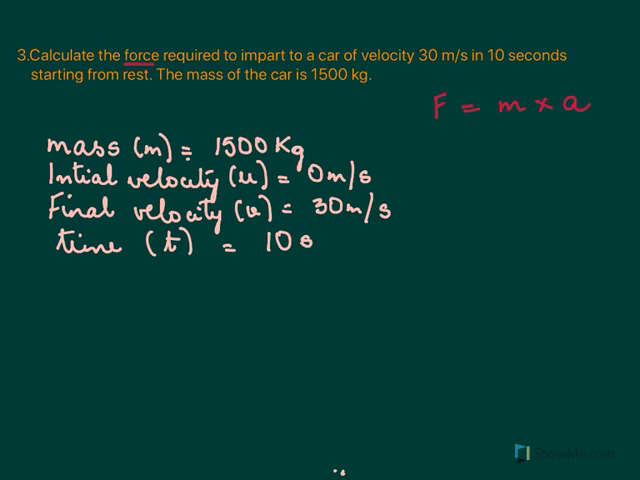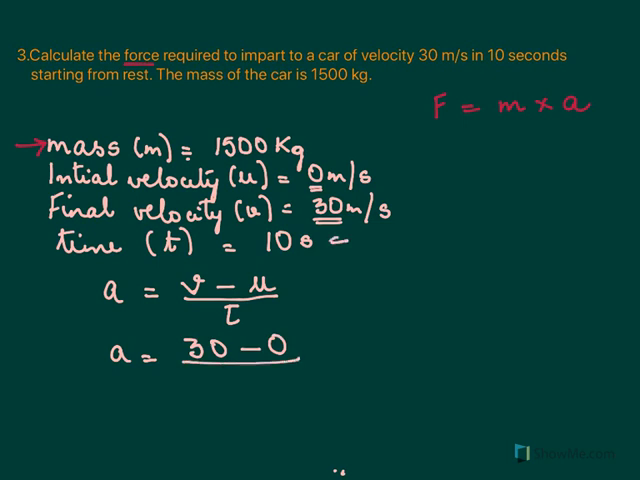If you notice here, the mass is given. However, we do not know the acceleration. So we have to go ahead and find the acceleration. Formula for acceleration, A equal to V, final velocity, minus initial velocity over t. So acceleration equal to 30 minus u, which is 0, over time, which is 10 seconds. So acceleration is 30 over 10, which is 3 meter per second square.